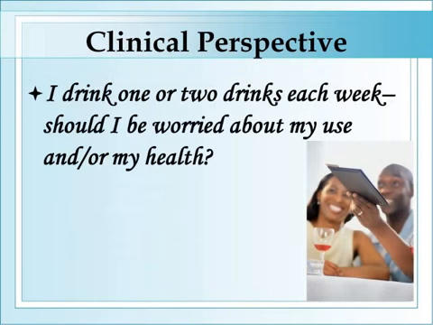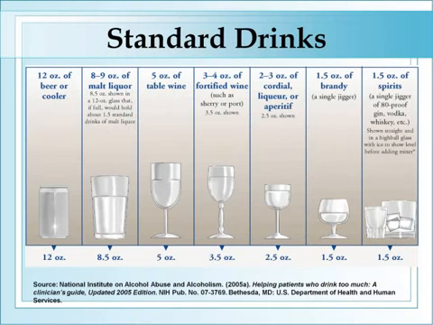So let's look at this clinically. If a woman drinks 1 or 2 drinks each week, should she be worried about her health or her use? First, we want to make sure we're speaking the same language and define what a standard drink is. A standard drink is 0.6 ounces of absolute alcohol. That's equivalent to a 12-ounce can of beer or a wine cooler, 5 ounces of standard wine, or a shot, 1.5 ounces of spirits.